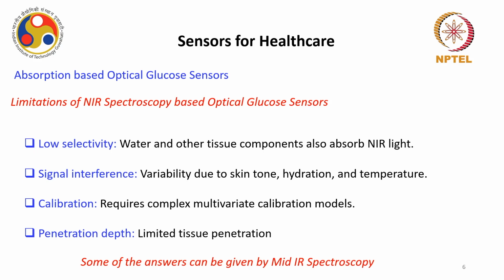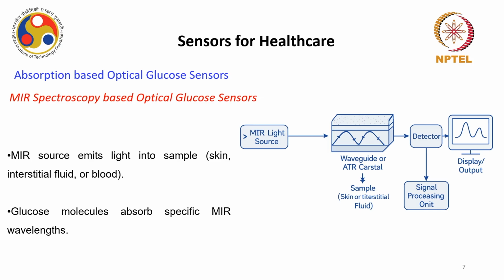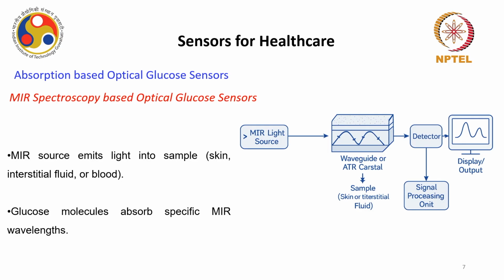Some of the answers we discussed can be given by MIR spectroscopy based devices. So let us discuss the MIR spectroscopy based optical glucose sensor, which is somewhat similar to the NIR spectroscopy based devices. Of course the wavelength and other things required here are a little different, and altogether it is again based on the absorption phenomenon. So it is a kind of similar working, but since we are using a different range of infrared, there are slight changes.